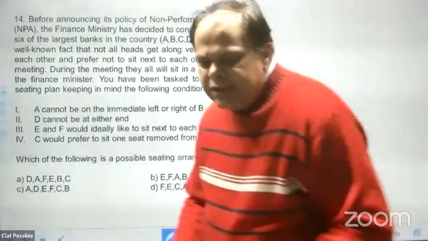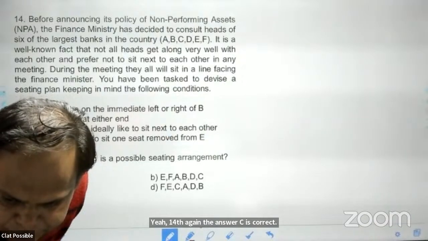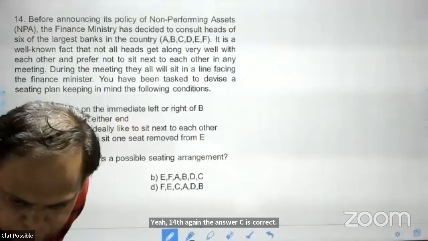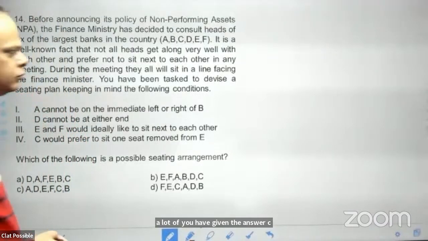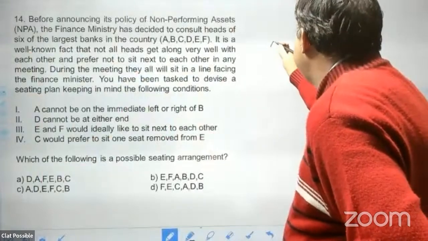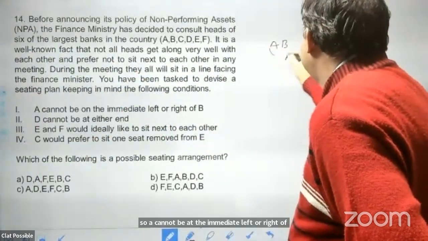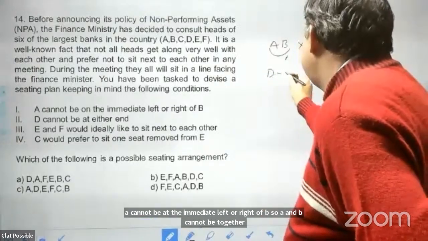Yeah, the answer C is correct. A lot of you have given the answer C. So A cannot be at the immediate left or right of B. So A and B cannot be together. D cannot be at either end. So D cannot be at the end.